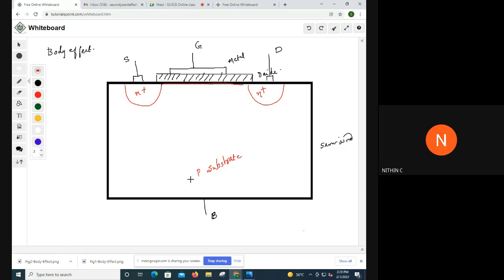Slightly positive voltage applying, what happens? So slightly positive voltage means that particular positive voltage can be less than VTH.